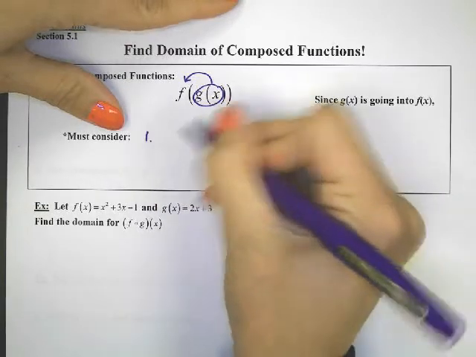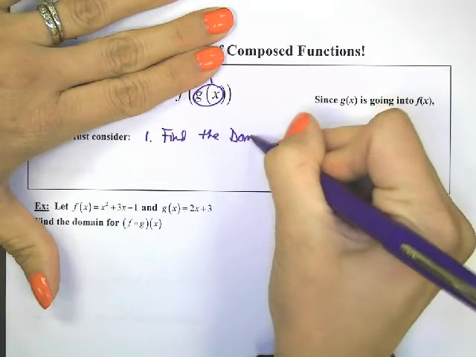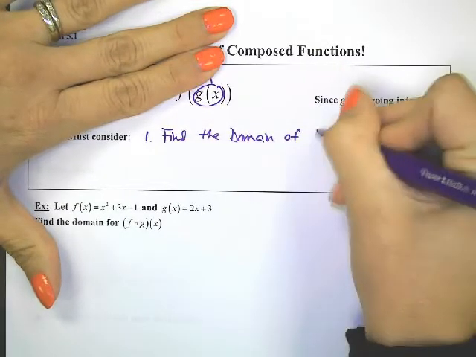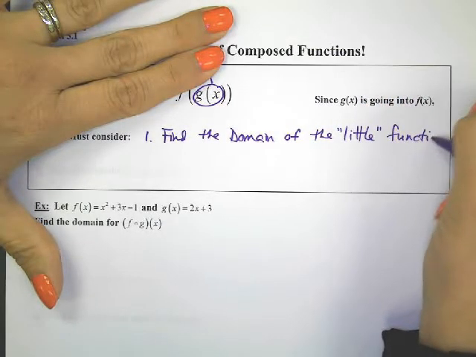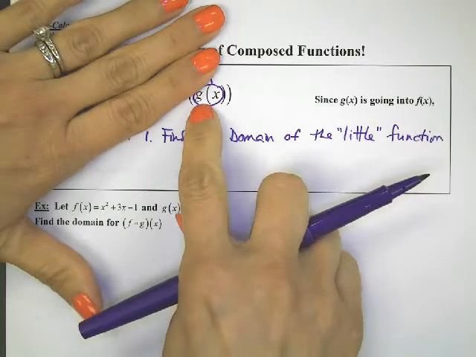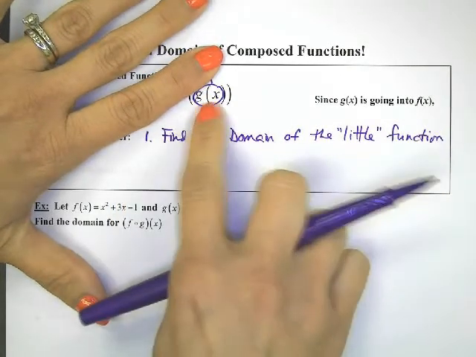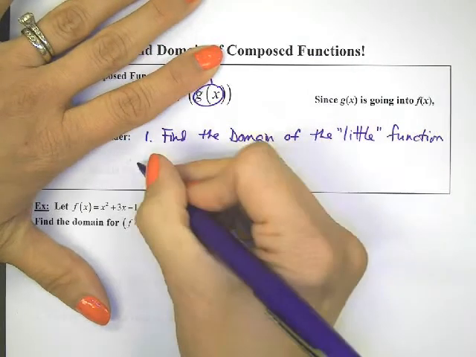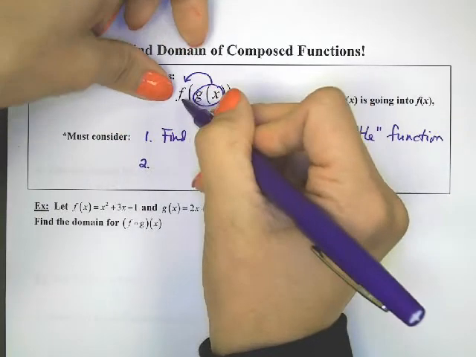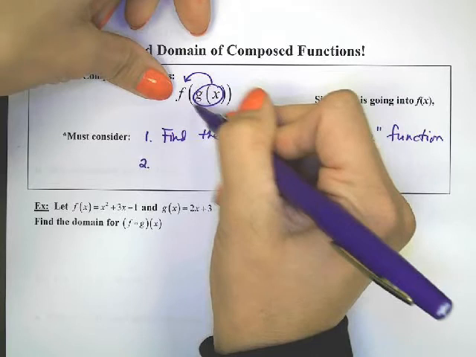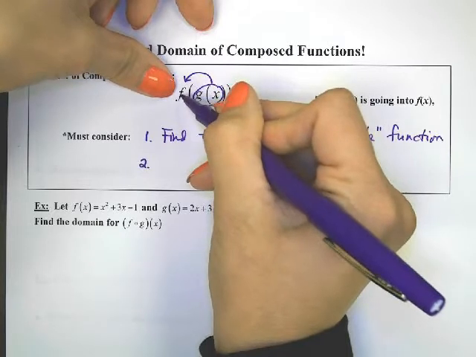Okay, step one. Step one is find the domain of the little function. So in this case, you have to find the domain of g. What x's are allowed into g? And that's normal stuff, how we find normal domain. But then there's step two, and this is where it gets funny. The little function goes into f. So then we have to make sure that the little function g obeys the domain of f.